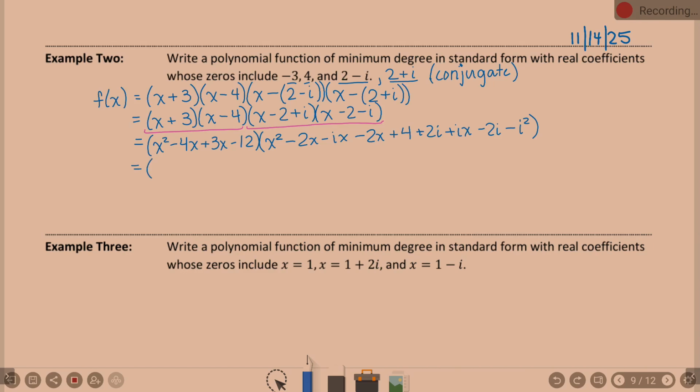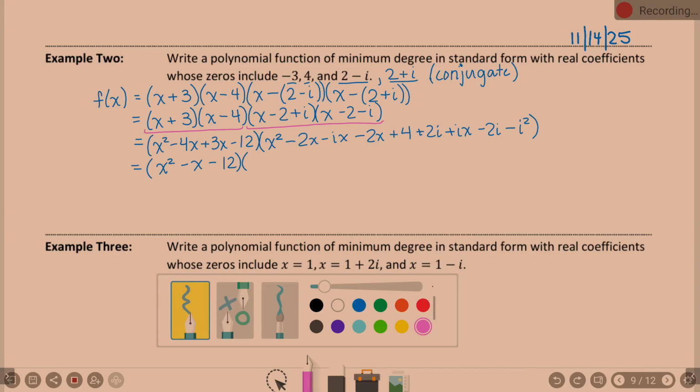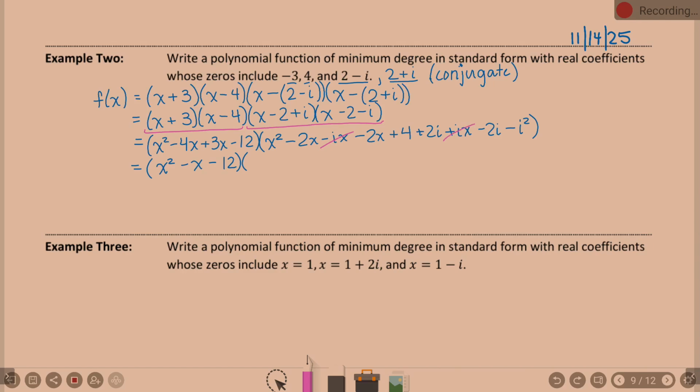The first parenthesis, if you didn't already clean it up, x squared minus x minus 12. You don't need me for that, right? Not at pre-cal level, I hope. The next parenthesis. Okay, what magic stuff is happening? Minus ix cancels with plus ix. Plus 2i cancels with minus 2i. Negative 2x, negative 2x is negative 4x. We're going to have some like terms. Before I do that, I still have an i squared. Doesn't it turn into negative 1?